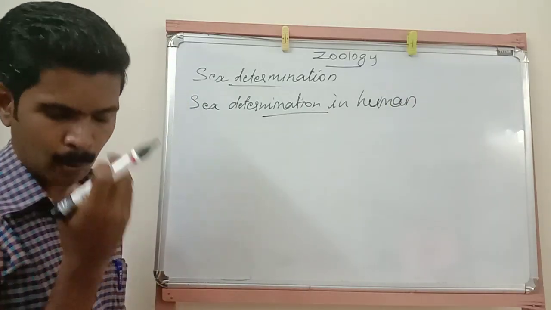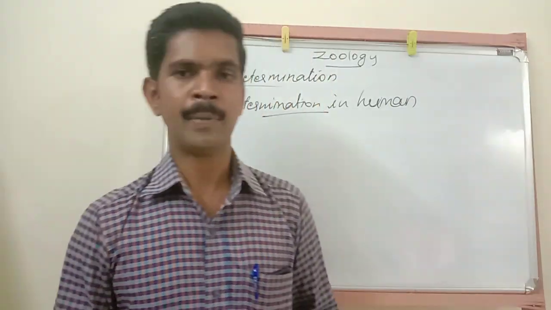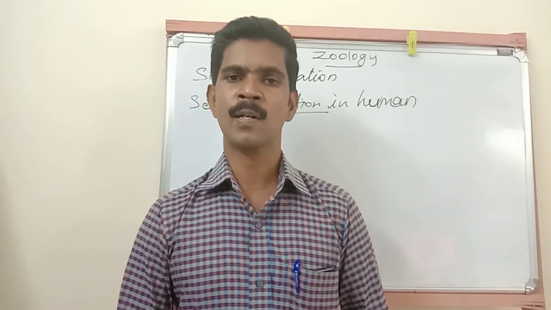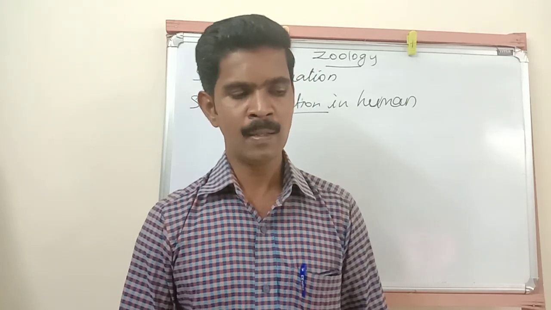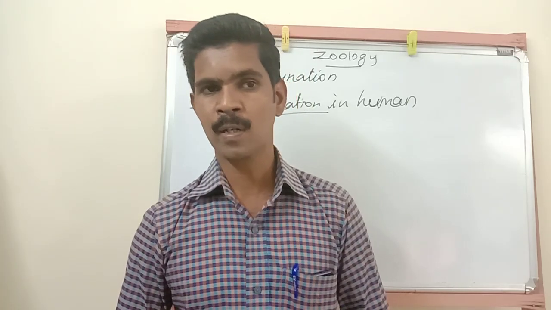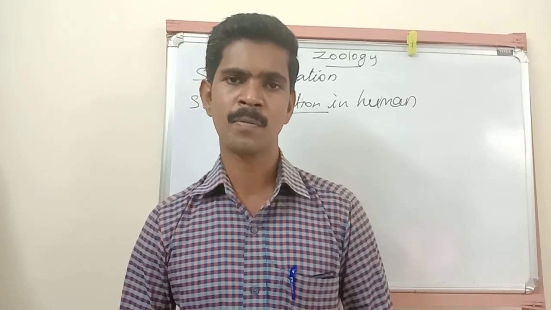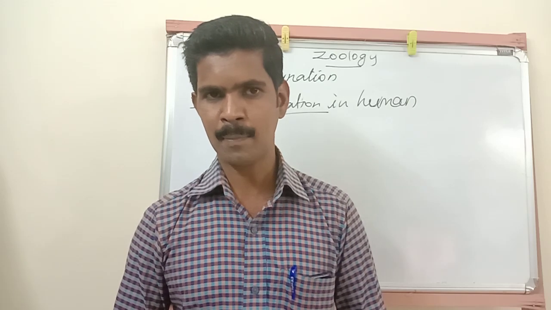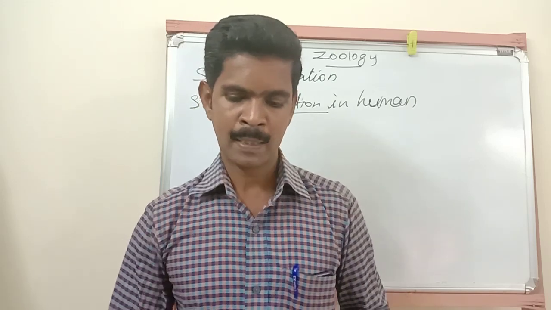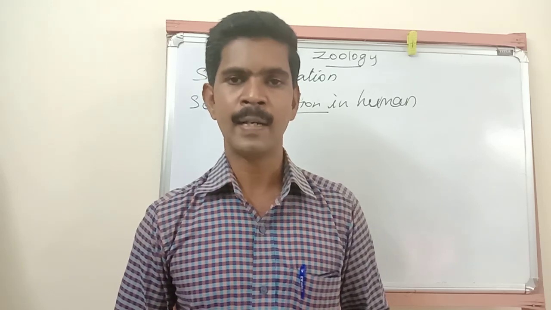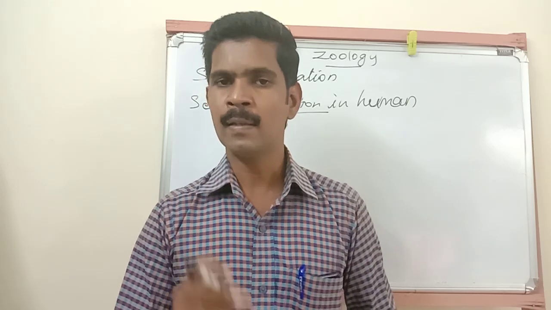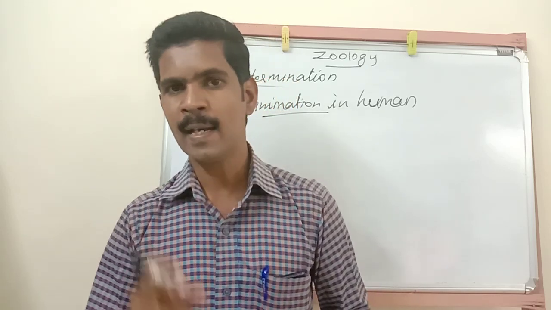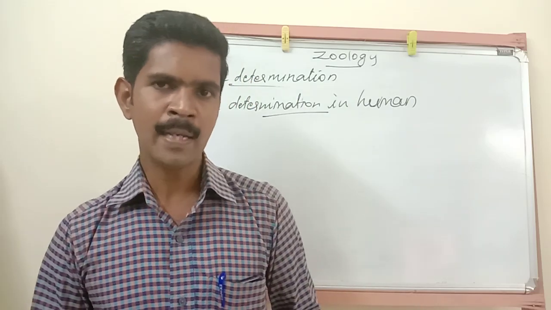Sex determination in humans. Listen very carefully. In the beginning I told you we have 46 chromosomes, and all these 46 chromosomes are arranged in 23 pairs. The first 44 chromosomes are called autosomes, and the last two are called sex chromosomes. The 44 autosomes are similar for all human beings, but the last two sex chromosomes are different. In male, the sex chromosomes are in X and Y condition, and in female, the sex chromosomes are in double X condition.